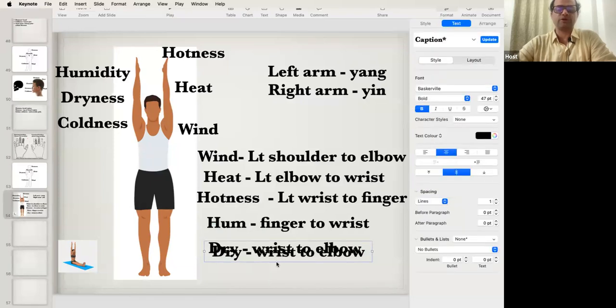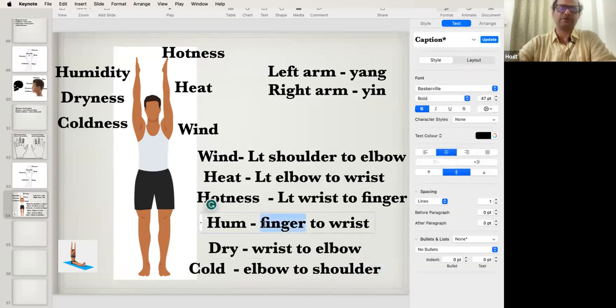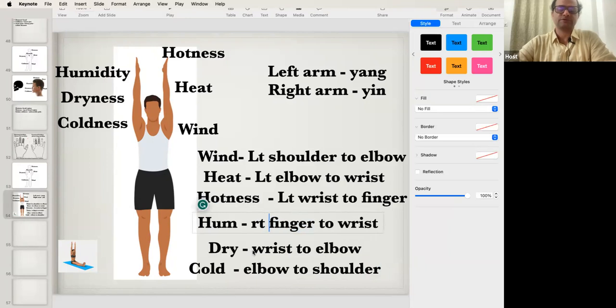And coldness will be, what is that? Elbow to shoulder, axilla. Elbow to shoulder. On the right hand, am I right? Yeah, this is on the right side. Okay, right.